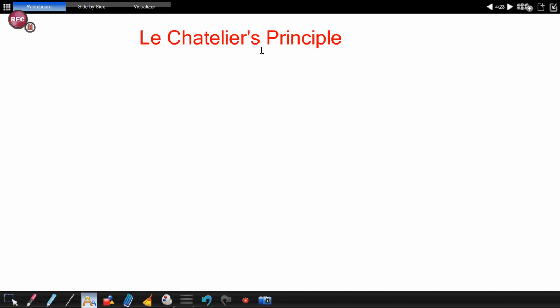We are going to use Le Chatelier's principle to explain what happens to a reaction that is in a state of equilibrium. What does a state of equilibrium mean? I'm going to deliberately swap the reagents around so that you can get used to this way of writing it as well.